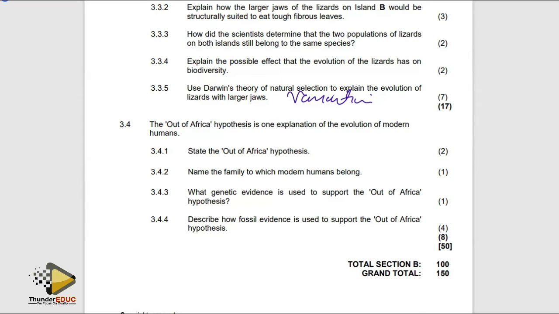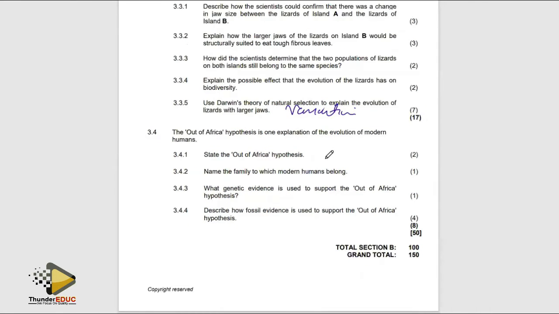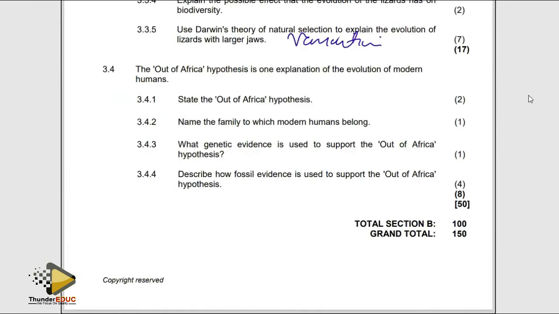Lastly, on this paper, please, you should never go to the paper without knowing these questions. The out of Africa hypothesis, which states that modern humans originated from Africa and migrated to the rest of the world. Don't forget the word modern. However much they might not give it as a marking point, in most cases we criticize when the word modern is not there, because not all humans are modern.